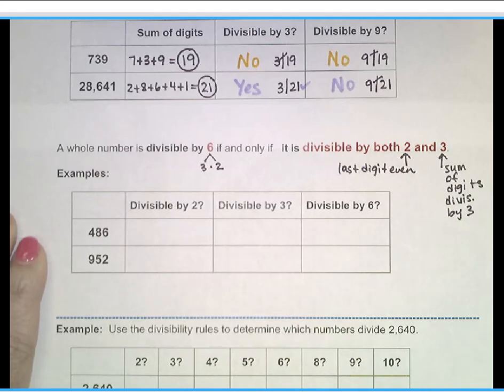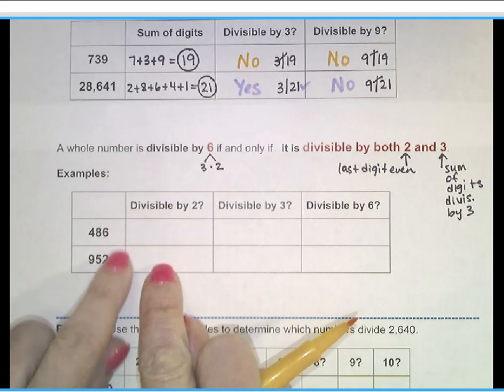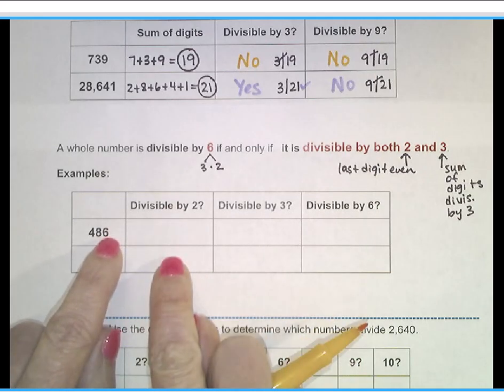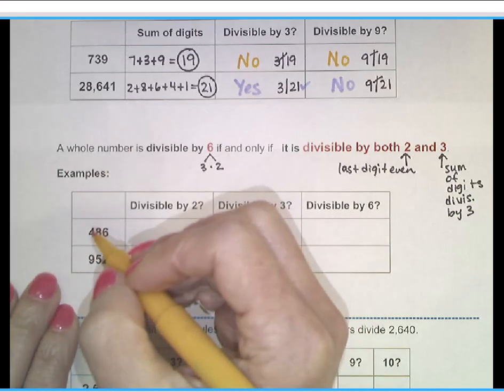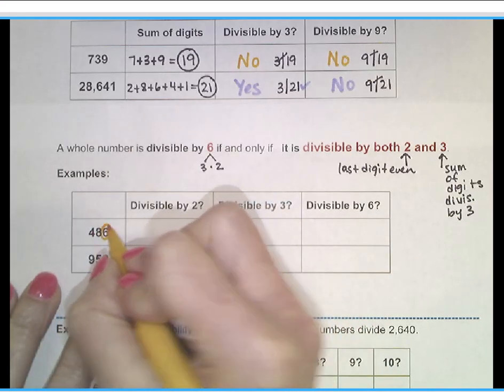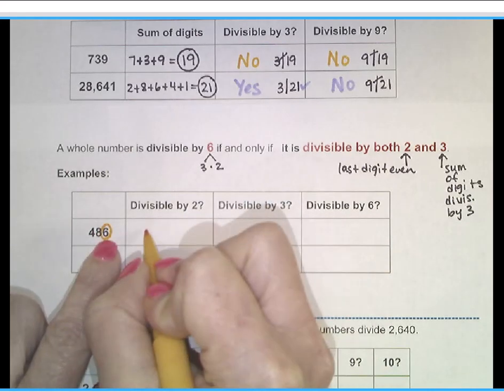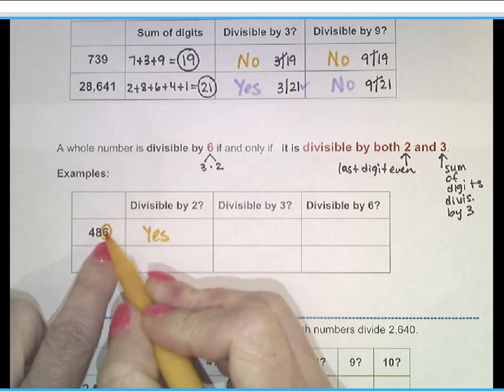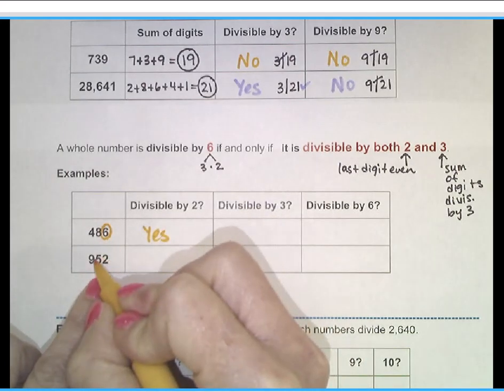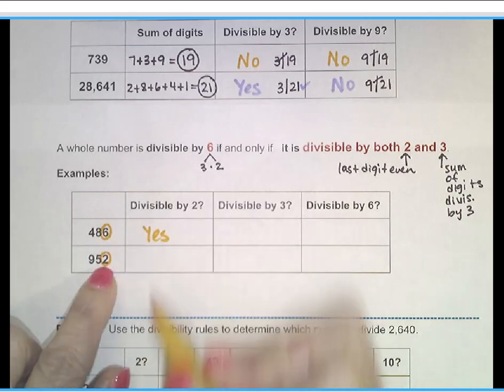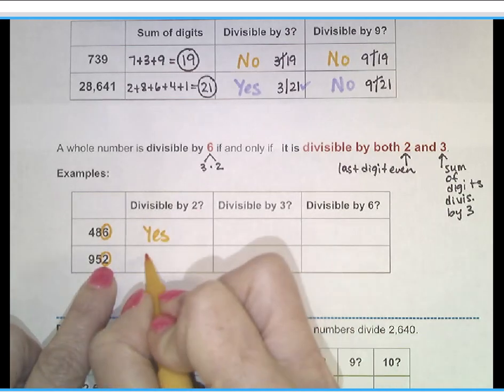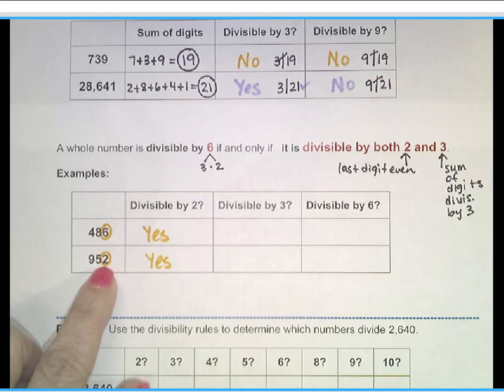So let's do divisible by 2 first, because we just have to look at a single digit. So divisible by 2, this one, we just have to look at 6. Is it divisible by 2? Yes, because that's even. How about this number, 952? Look at the 2. Oh, that's even. Divisible by 2? Yes. Okay, just look at that last digit.